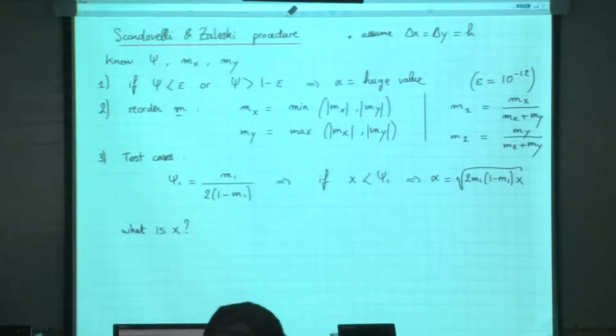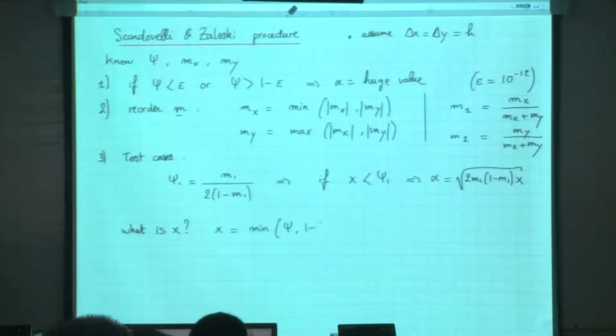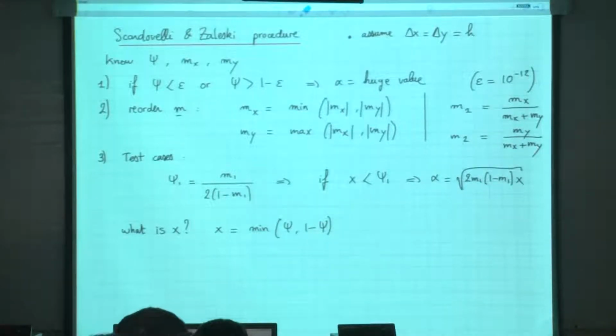So I'll make my problem more symmetric and simpler and remove one more test, because we don't like tests, by saying that x is really the minimum of psi, comma, 1 minus psi. This way I'm either working on the liquid or on the gas. I will always minimize the number of crossings from the faces. And so we wrote the first test that we needed to do.